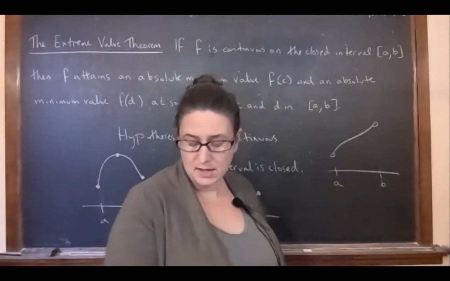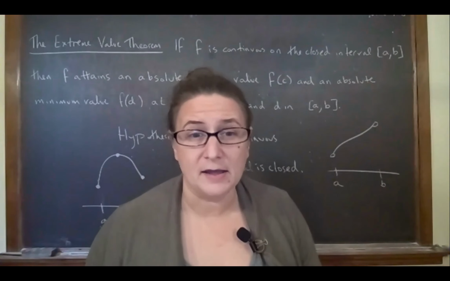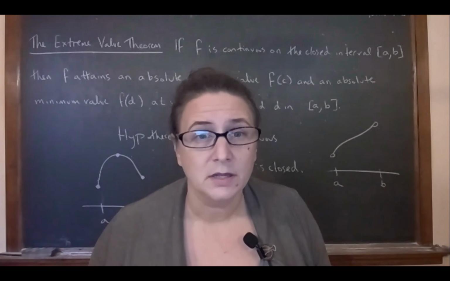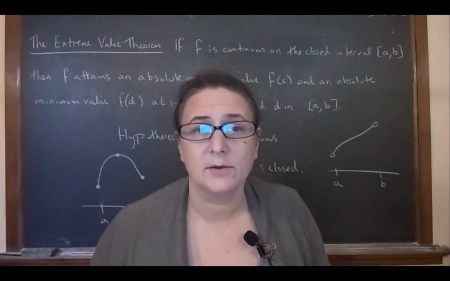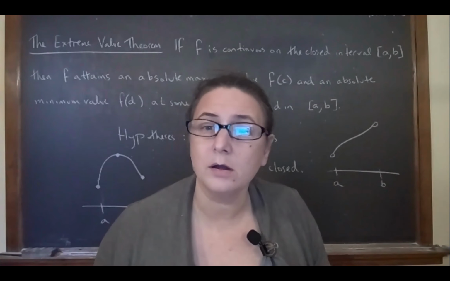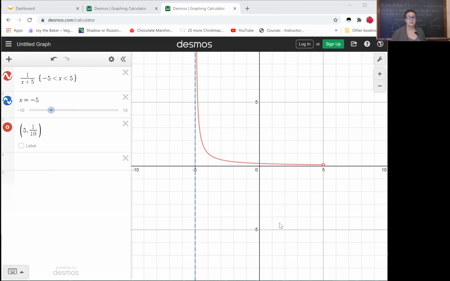I have a couple of quick examples just to help you see where this can go wrong, to give you an idea of why we have these two hypotheses for the extreme value theorem. Of course, drawing these things with decimals takes a minute. So this is just the function 1 over x plus 5, and I'm looking at the open interval from -5 to 5. This function is perfectly continuous on that open interval, but the interval is open.